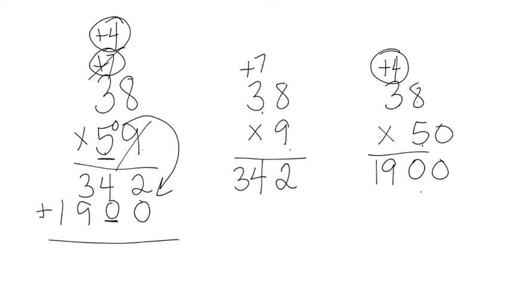Now that we have our two partial products, we can add them together. 12, regroup the 1, and that is 2. So you should have gotten a product of 2,242. Now on the next slide, we're going to try some practice problems.